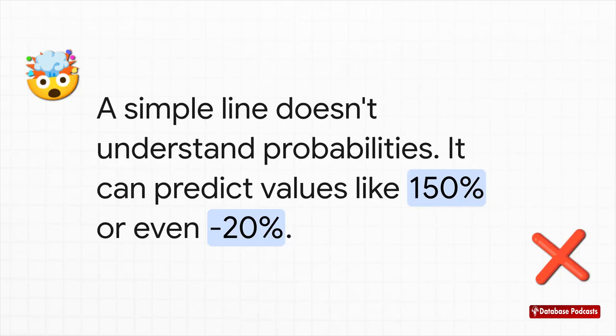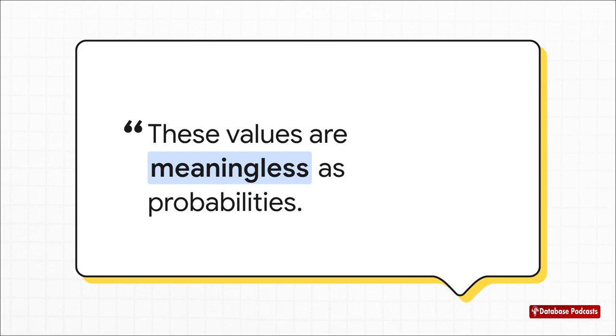It doesn't care. So if you have a user with a really, really high salary, a linear model could totally predict a probability of, say, 1.5, which is like a 150% chance. Or for someone with almost no experience, it might spit out a negative number, like negative 20%. And at the end of the day, those numbers are just gibberish. They don't mean anything in the real world. You can't have a 150% chance of doing something, and you definitely can't have a negative chance. So a model that gives you those kinds of answers isn't just a little off, it's completely nonsensical.